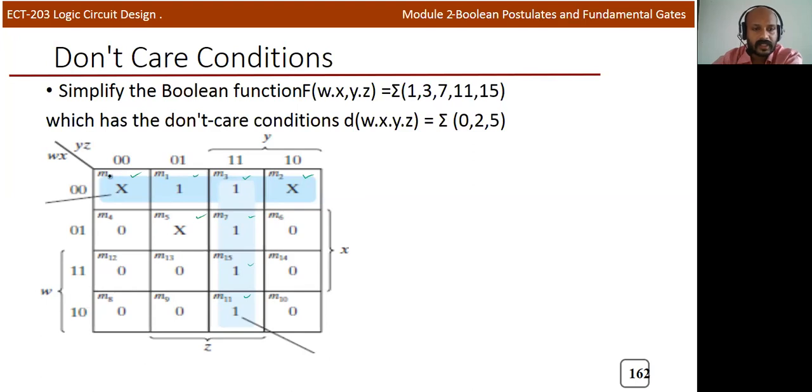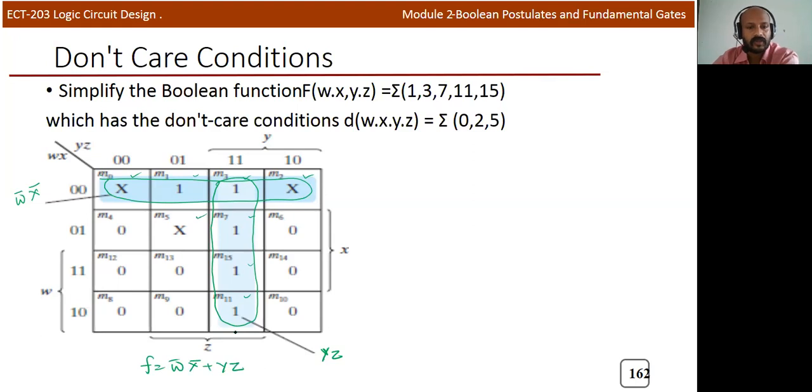Okay, now we can consider as a group. So if you take only one, it will be a small group, but if you consider this x also, or don't care condition also, you will get a bigger group. For this particular group, you can write is equivalent to w bar x bar. Okay, and if you write this particular group, so you can write here the common term is y z. Okay. So the function can be written as f is equal to w bar x bar plus y z.